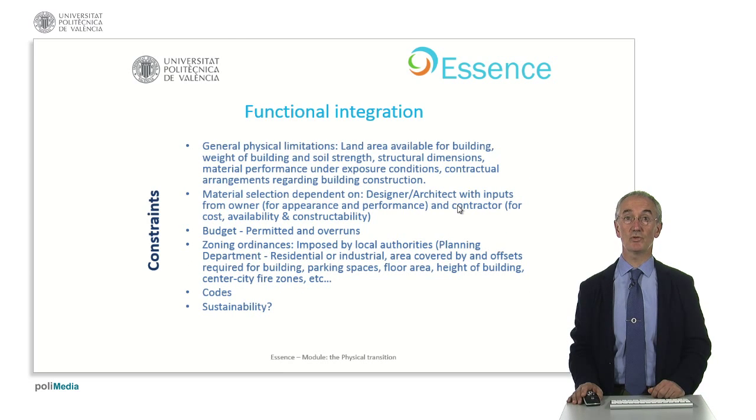Again, what are those constraints which have to be met? First, the physical limitation, land area available, building soil strength, material performance, or even contractual or laws. Different committees are providing constraints for our building. The material selection is done not only by the designer and architect, but also from the availability of materials from providers in our zone. The budget, one way or another, is one of the most important constraints for the building. And these ordinances that we spoke about, even at material selection level, but again, the codes and zoning ordinances when considered at building level. These are the key elements for our equation and for solving the final sustainability of the building.